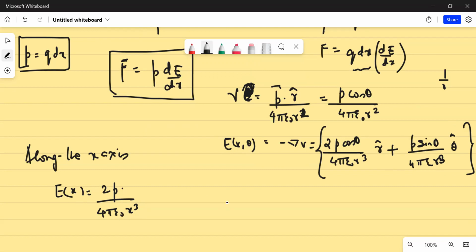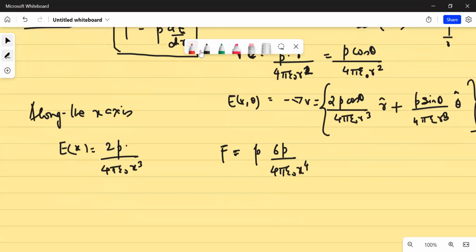And what would be the force then? The force would be equal to p times dE by dx. So what is dE by dx? dE by dx would be 6p upon 4 pi epsilon naught x to the power 4. I'm writing all of this in magnitude because the derivative will be negative, which implies that as I go along increasing x, my electric field is decreasing. If I differentiate I'll get a negative, so I'm writing the magnitude of force.